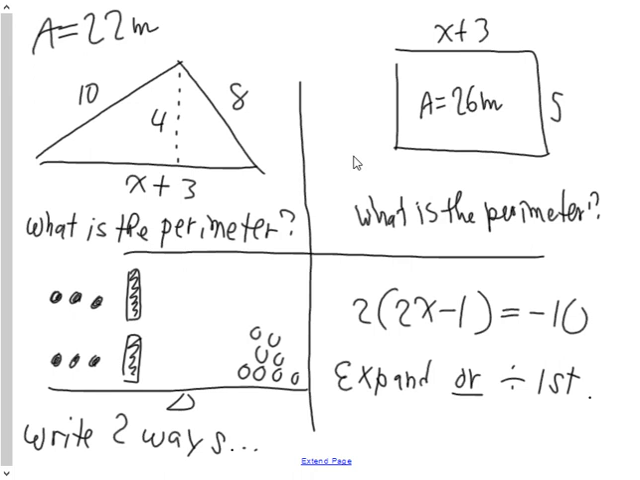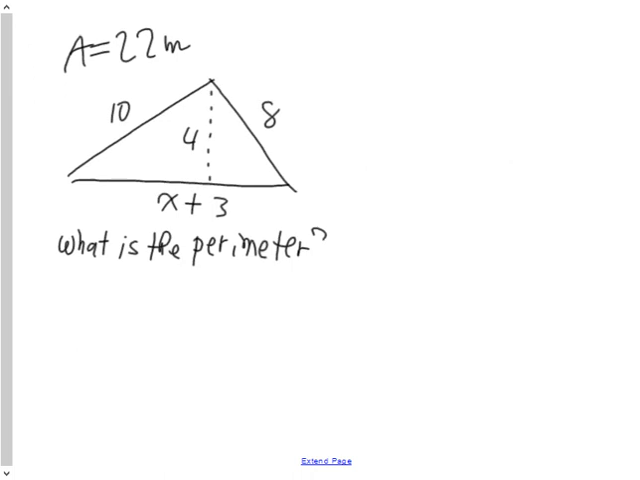The first question says, what is the perimeter? And it gives you this weird looking base of x plus 3 and a height of 4. So we know that the formula for the area of a triangle is base times height divided by 2. And since we know that equals the area, I could write my formula like this. So base times height divided by 2 equals area.